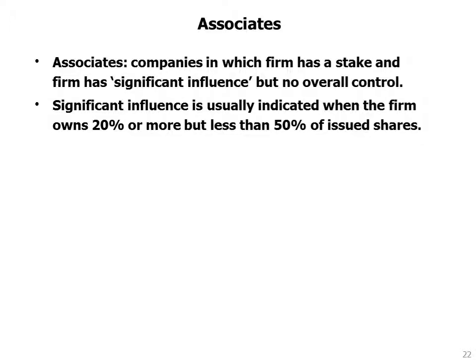Associates. So associates are companies in which the firm has a stake and it has significant influence but no overall control. This is usually interpreted as meaning that the firm owns 20% or more of the shares, but less than 50% of issued shares. If it owns more than 50%, it is a subsidiary of the firm rather than an associate.